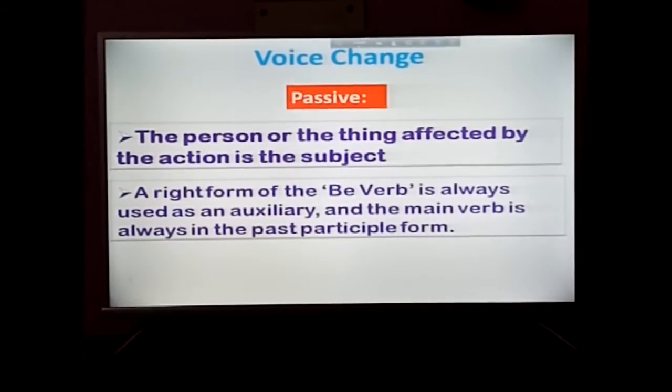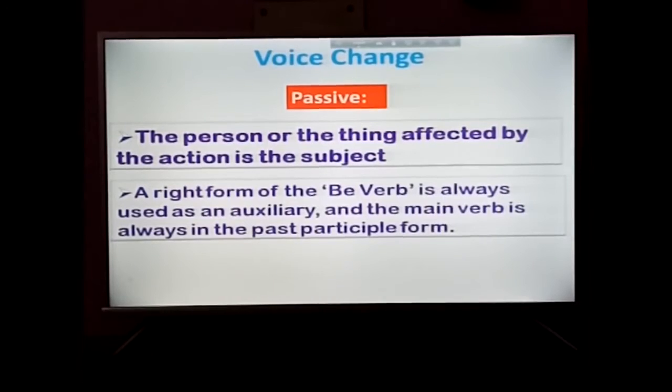In fact, this combination, a right form of the be verb and the past participle form of the main verb, is the bottom line about a passive sentence, because there is not a single passive sentence in the entire English language that doesn't have this combination. In other words, every single passive sentence in the entire English language has this combination, be plus V3.